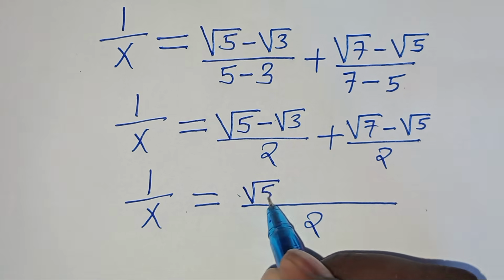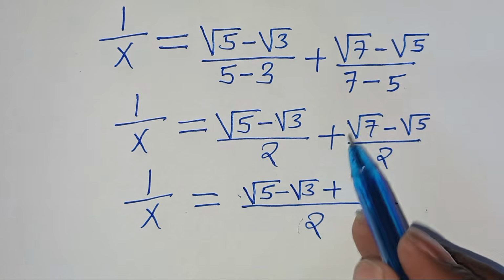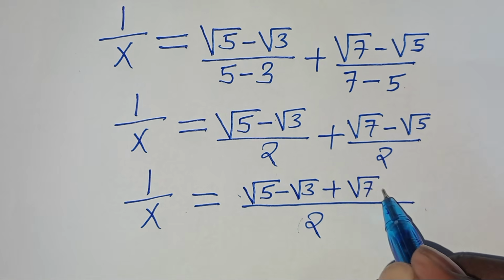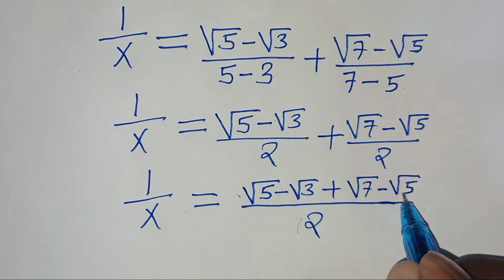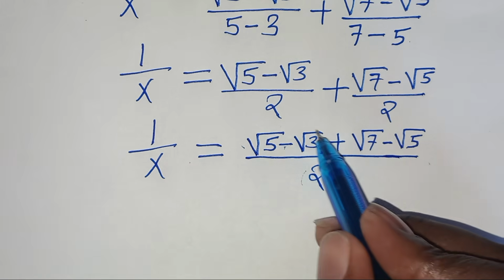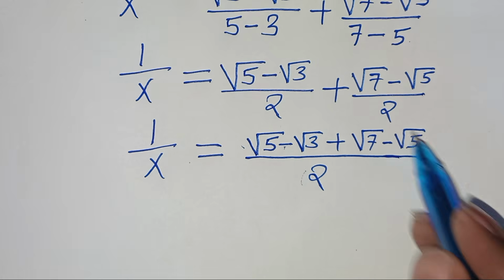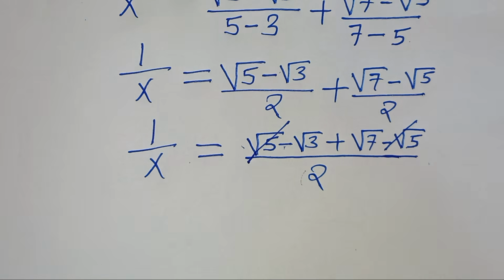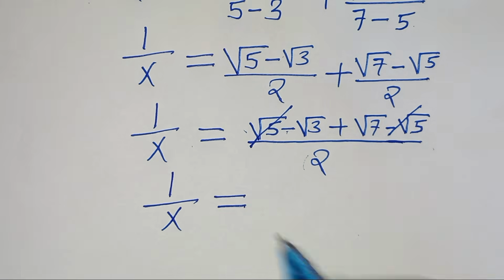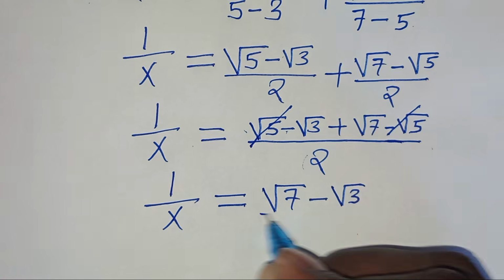This gives us square root of 5 minus square root of 3 plus 2 divided by 2 is 1 times square root of 7 minus square root of 5. So this gives us square root of 7 minus square root of 5. So this implies that minus square root of 3, we have square root of 5 minus square root of 5. This first simplifies, so that now 1 over x is equal to square root of 7 subtract square root of 3 divided by 2.